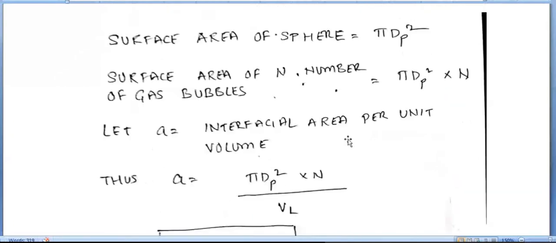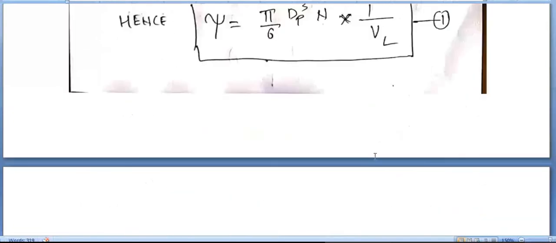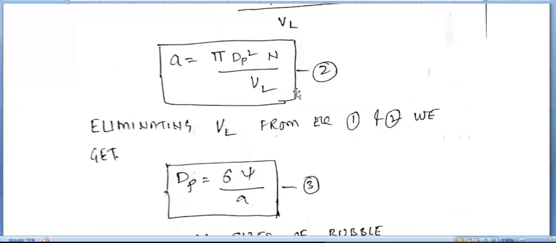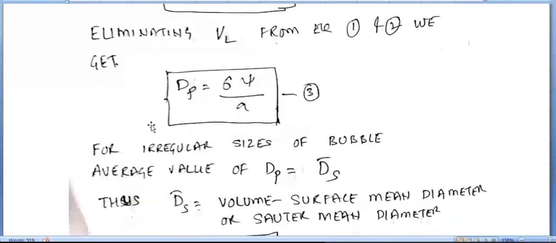What I want is, I don't want VL in equation number 1 or in equation number 2. So if you remove it, I get this equation. Finally I get the diameter of the particle equal to 6 Xi by a. This is the value which I require. And remember, we started our argument stating that the gas bubble is a sphere, a regular particle. Now suppose if it is irregular particles, bubbles of different diameter, we have to take the average of all those diameters.